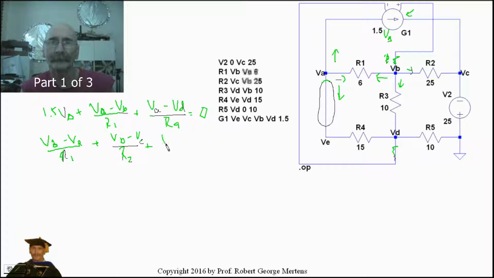plus VB minus, let's see, did I use that? VD over R3. And those are all equal to 0. And then, of course, the last one I'm going to do, let's see, which one did I do? The last one I did was VC. You can do VD or VC, but we want to get all of the devices in here, and so far we don't have anything on V2. So, that's fine. Now this last one is going to be a little peculiar.